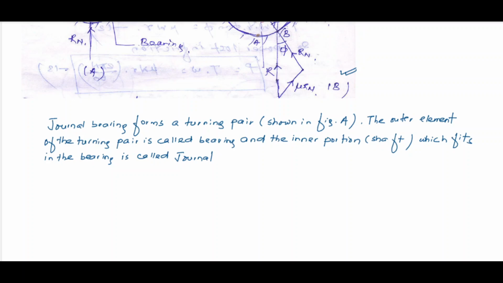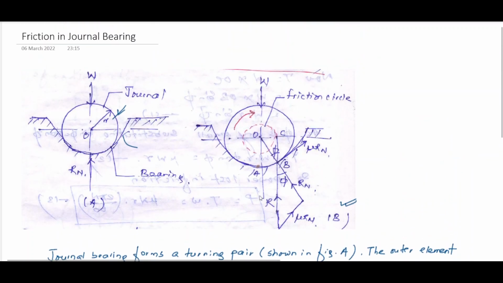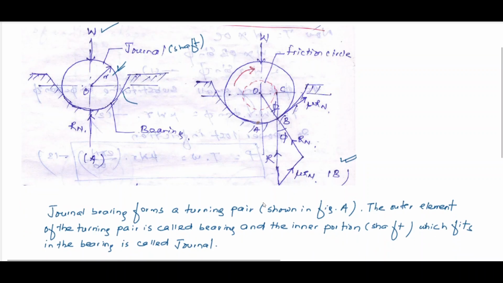So in figure A, you can see this part is the journal, or we call it the shaft, and it fits inside the bearing. Now R is the radius of the shaft, W is the load that it bears, and Rn is the normal reaction offered by the bearing because of this load W.